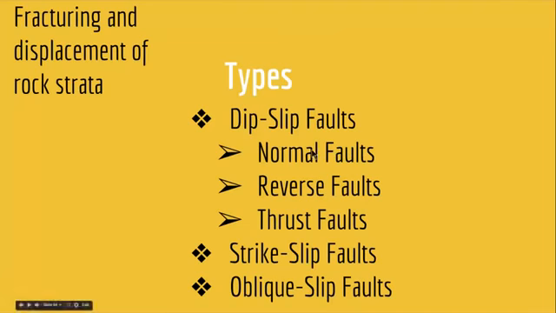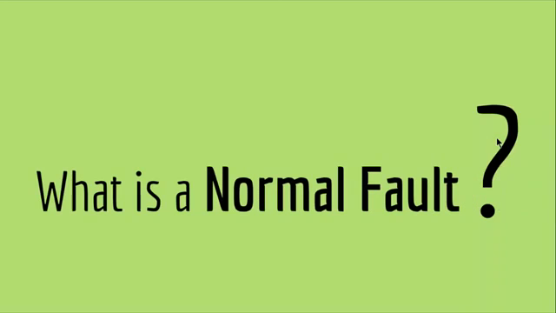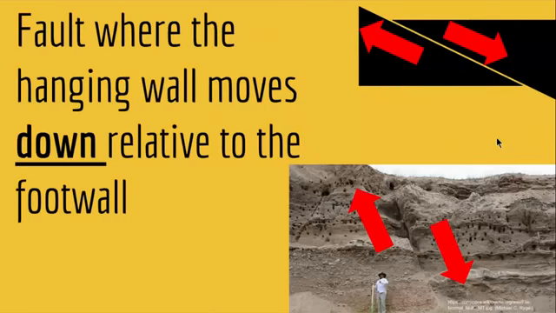So let's look at the first one, normal faults. What is a normal fault? Well, a normal fault is a fault where the hanging wall moves down relative to the footwall. So you see in this case, this is our footwall, because if we stand right here, this will be under our feet and this will be over our head. In a normal fault, the hanging wall moves down. As you see, the hanging wall, the part that is over our head, moves down, while the footwall goes up.